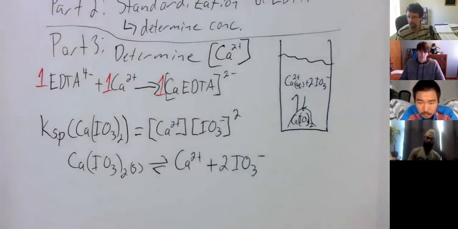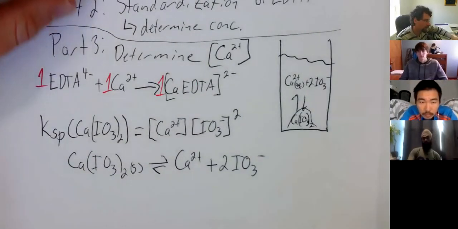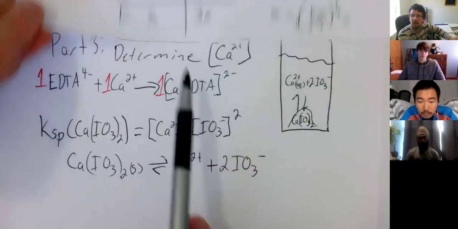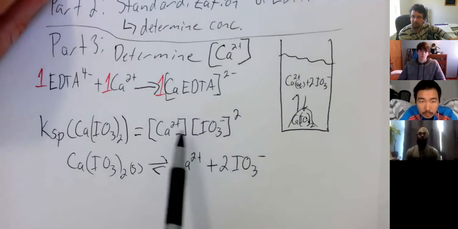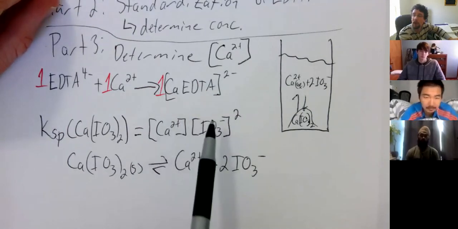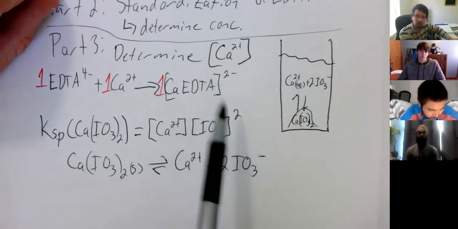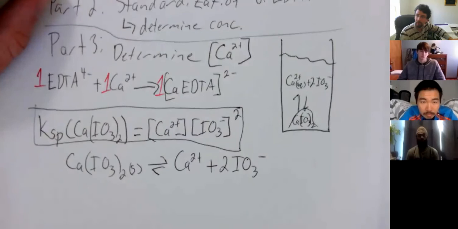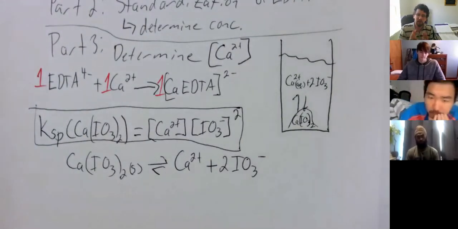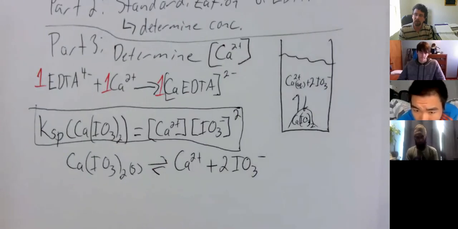Squared. Yep, exactly. So just like we did in our example, you can construct an ICE diagram and figure out, if you know your calcium concentration, you can figure out your iodate concentration. And from that, you can determine a KSP value. Okay? Everyone feel like they have an idea of what they're going to be doing today?